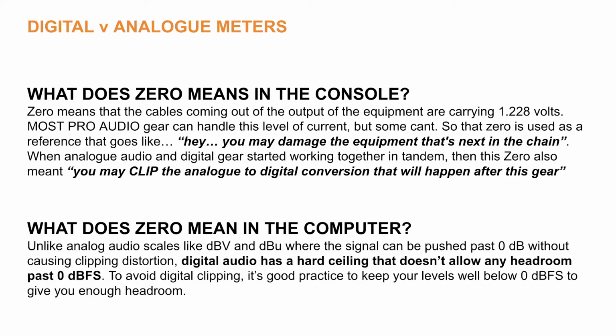I think I got myself a bit complicated. Did you understand what I meant there? There needs to be a matching of the type of dB that you are working in between your analog equipment and your digital equipment, because if not, it's kind of like I speak in Spanish and you guys are listening in Russian. And it's like, what the hell is going on? I don't understand anything. So, hey, you may damage the equipment that is next in the chain. When analog audio and digital gear started working together, this 0 also means you may clip the analog to digital conversion that will happen after this gear.